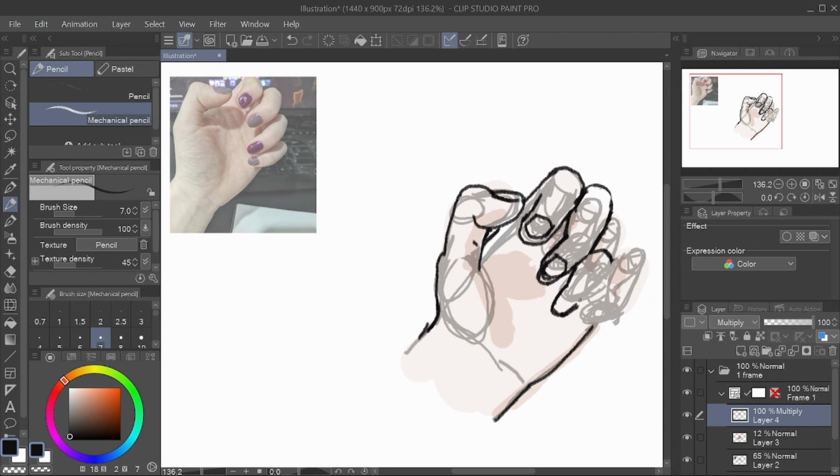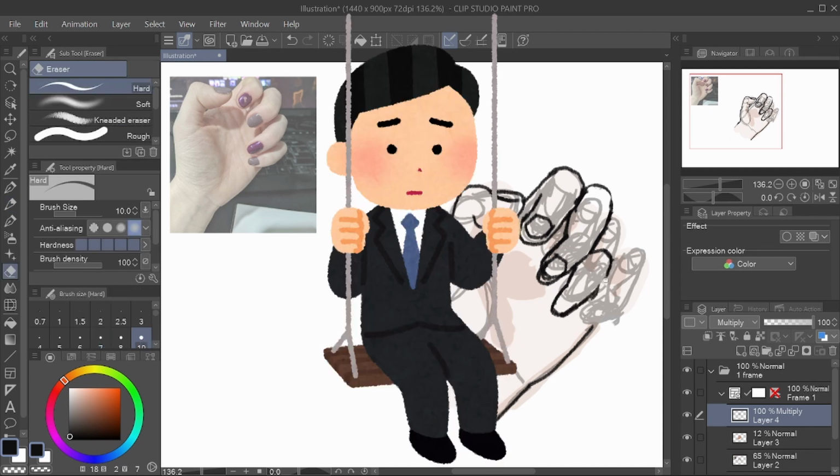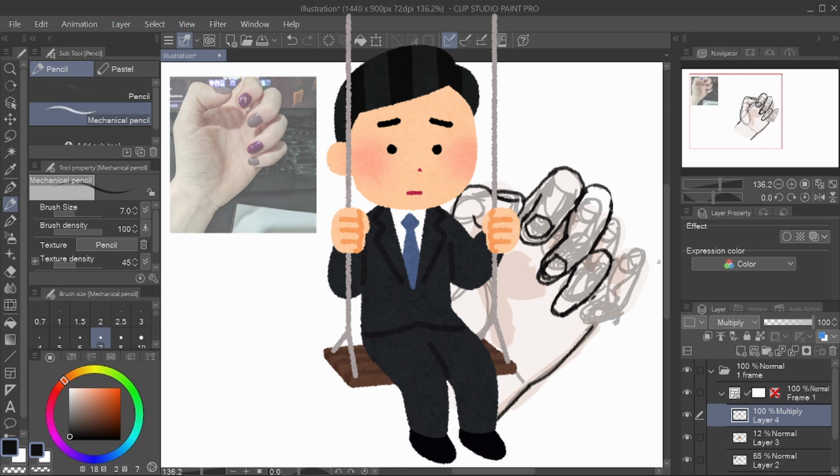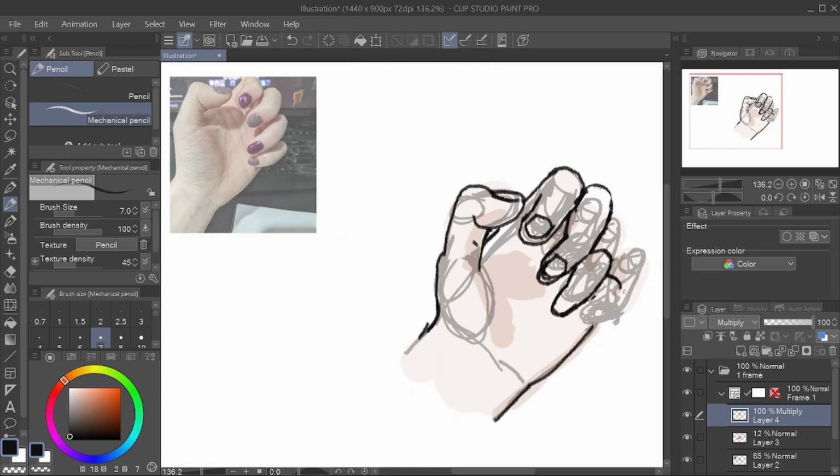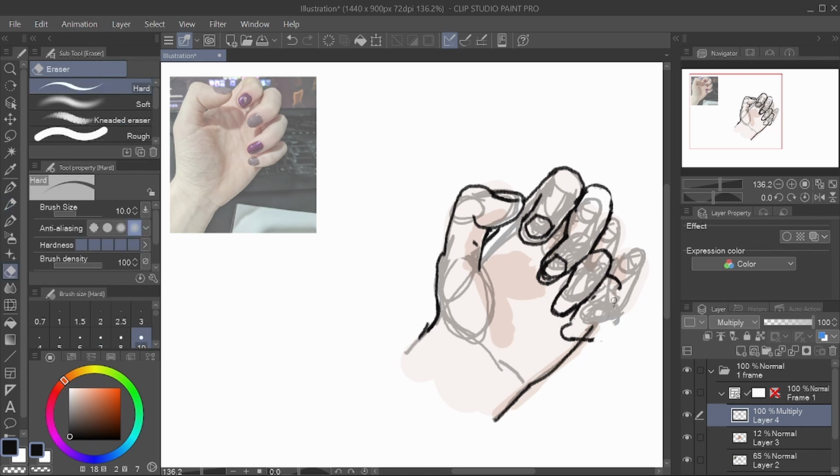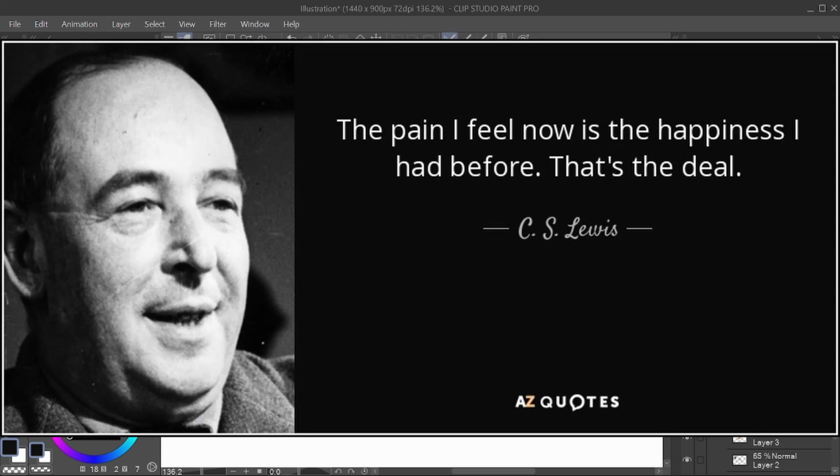There is another angle here that I want to touch on. And yes, it is true that being quote-unquote bad at something does not feel good. However, those feelings are still important. When Bennett Foddy made the greatest game of all time, Getting Over It with Bennett Foddy, he stuck a C.S. Lewis quote into the game, and I think about it often. It goes a little something like this. The pain I feel now is the happiness I had before. That's the deal.